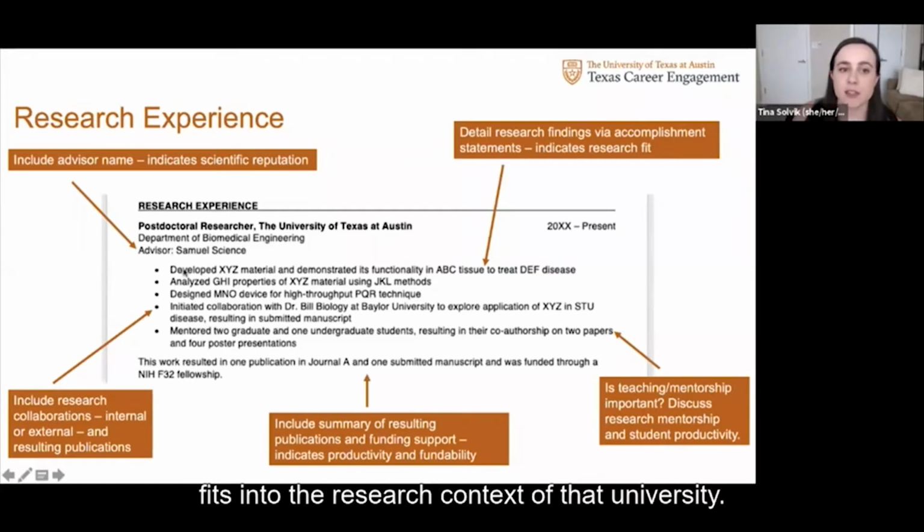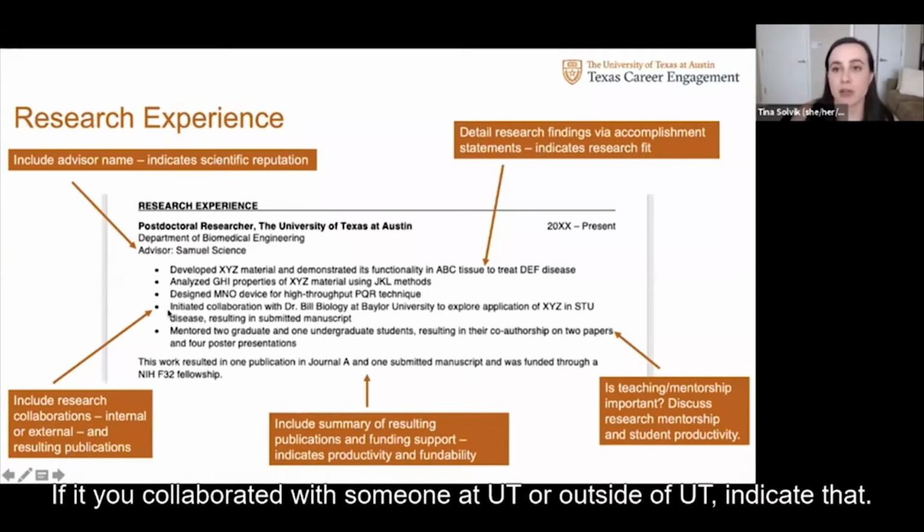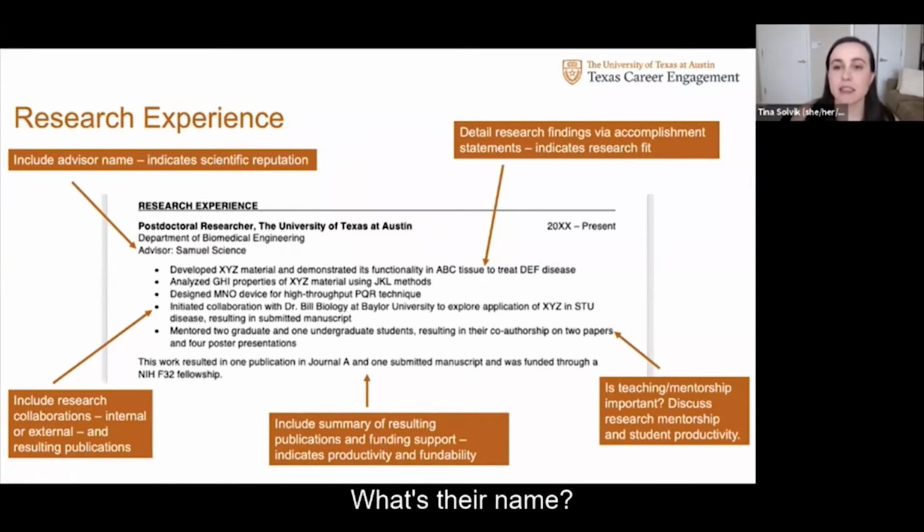After you discuss your broad accomplishments in research, you can include other bullet points like collaborations and mentorship. So collaborations, if you collaborated with someone at UT or outside of UT, indicate that. What's their name, what's their university, and what project did you collaborate on? Also, did it result in any publications? You want to include that as well.